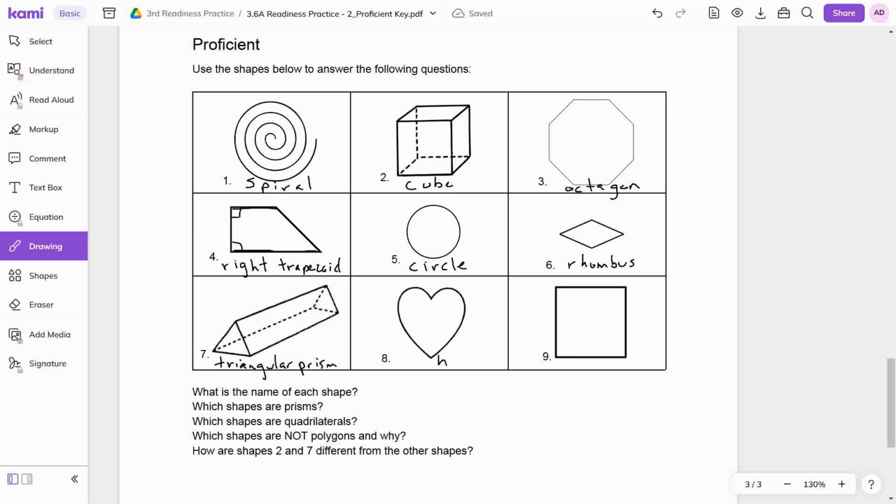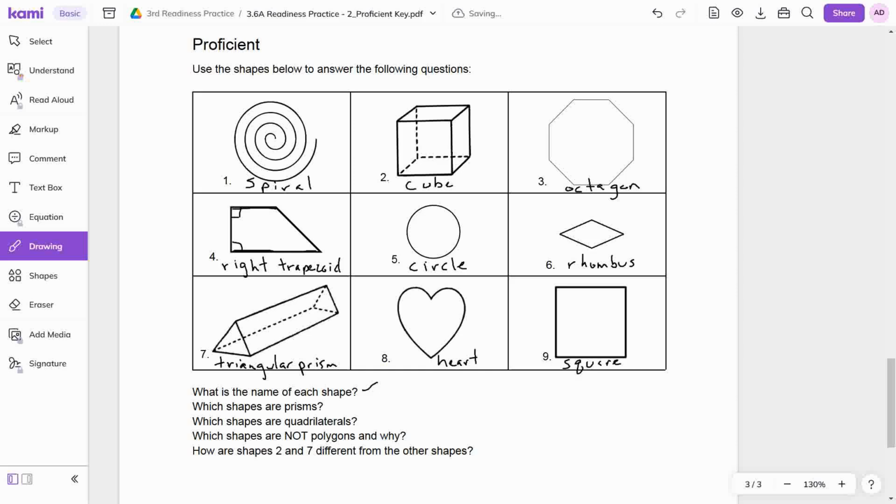This is not a geometric shape, but it's a heart. And then this is a square. Now a square is a special type of rhombus that has not only 4 equal sides, but 4 right angles. So we've named each shape, and so we'll just put a little check mark there. I'm going to put the names in with the shapes themselves.